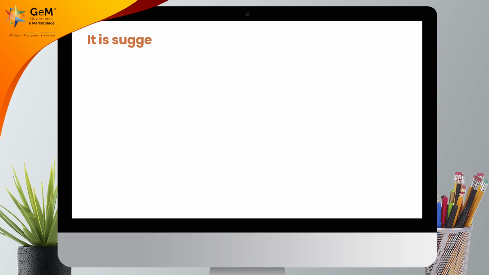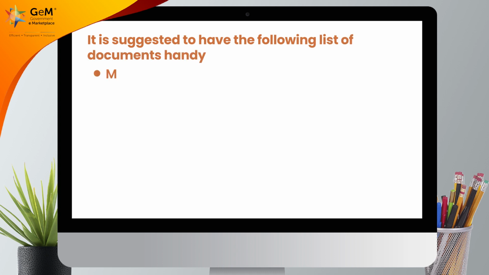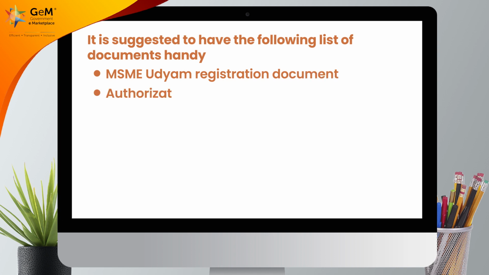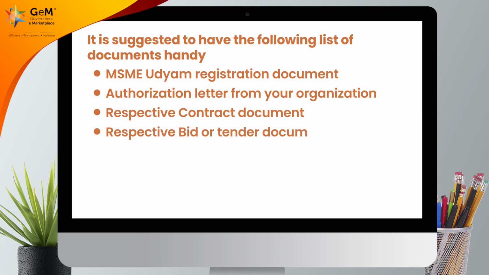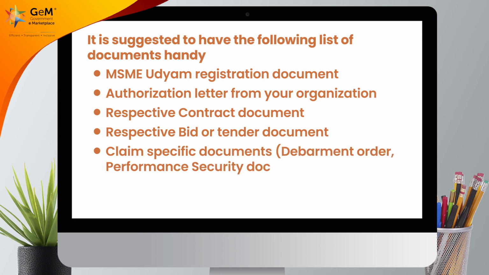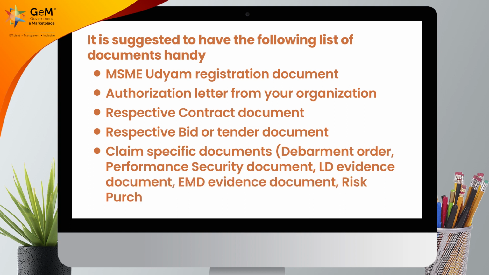Note, it is suggested to have the following list of documents handy. MSME UDYAM registration document. Authorization letter from your organization. Respective contract document. Respective bid or tender document. Claim-specific documents: debarment order, performance security document, LD evidence document, EMD evidence document, risk purchase evidence document.